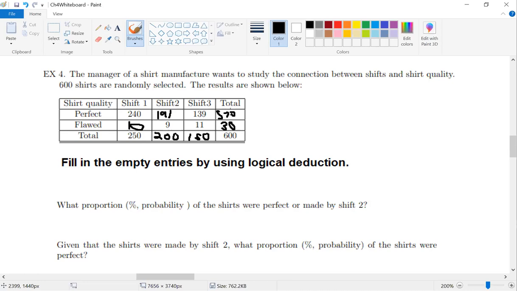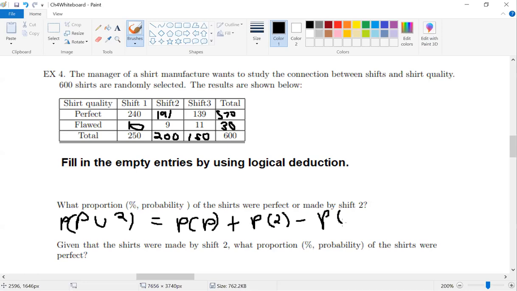All right. Now, what proportion of the shirts were perfect or made by shift two? So we want the probability that a shirt is perfect or made by shift two. We cannot use the shortcut. They're not independent of each other. It is possible it could have been perfect and made by shift two. So we have to use our first probability law. So this is equal to the probability it is perfect plus the probability it was made by shift two minus the probability it is perfect and made by shift two.